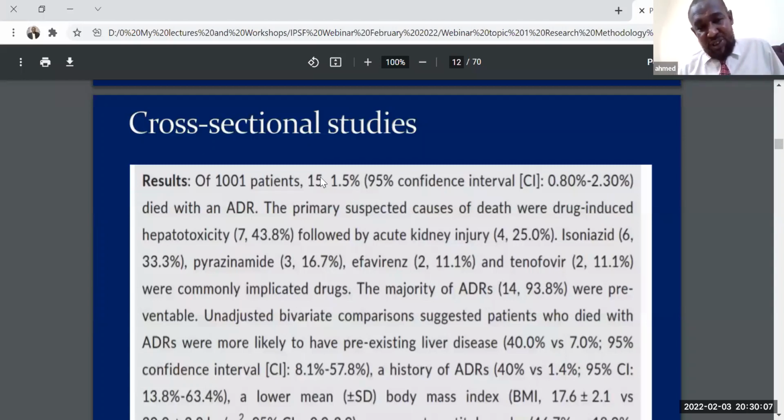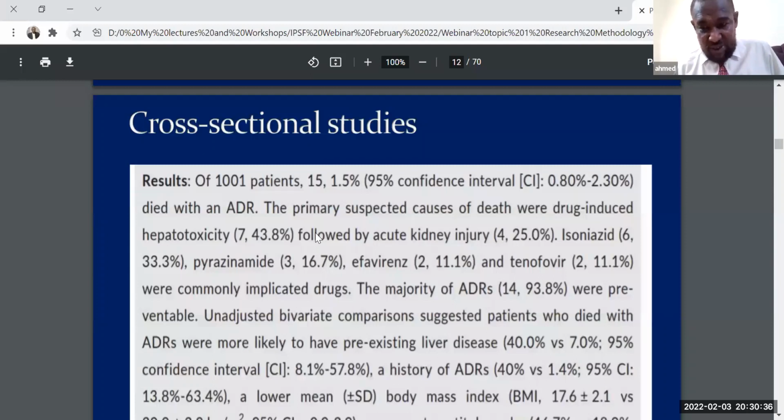So this 1.5% is the rate of death due to adverse drug reaction. And between two brackets, they have the 95% confidence interval, 0.8% to 2.3%. This is what the confidence interval is used for when we use or present inferential statistics.